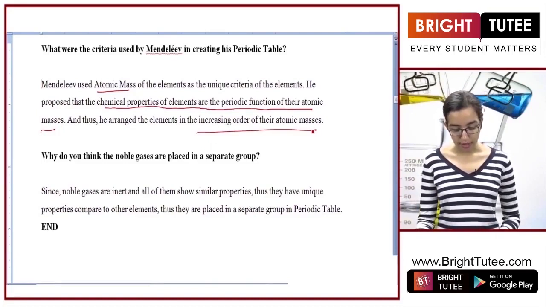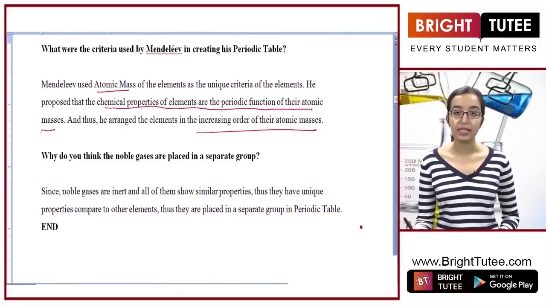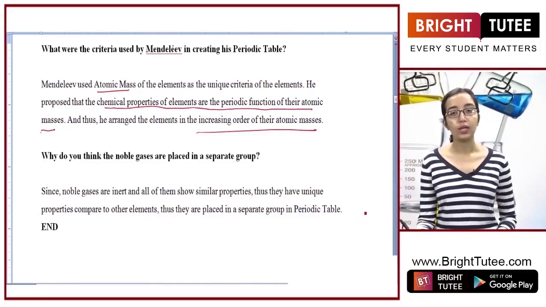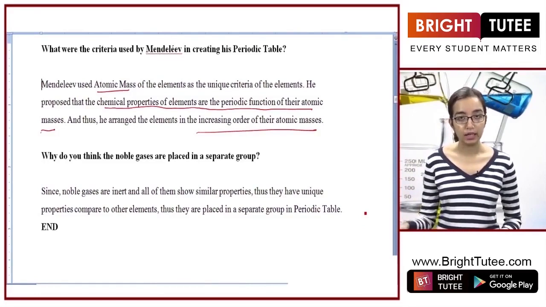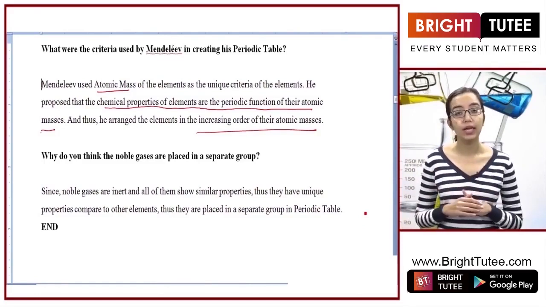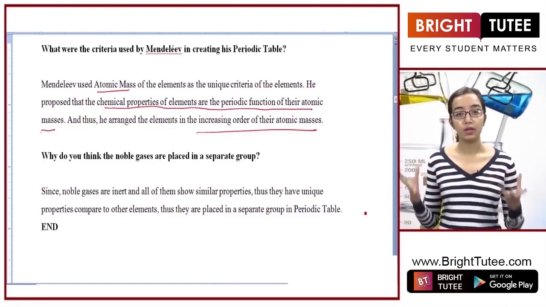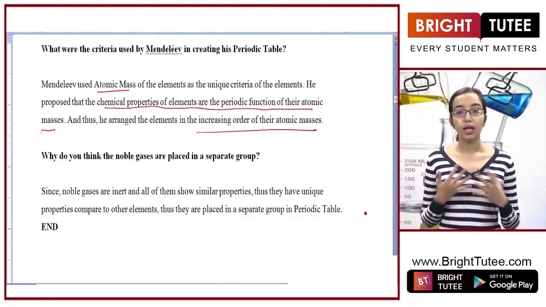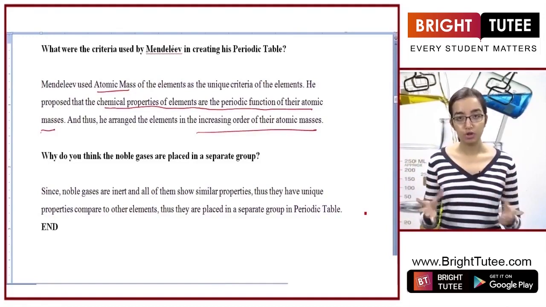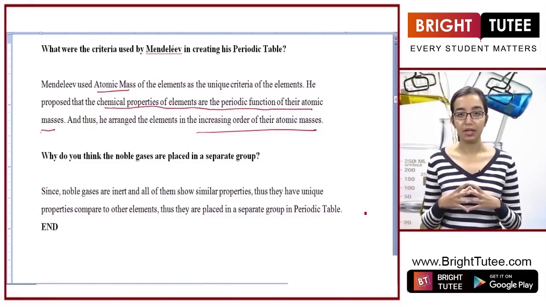The last question is, why do you think noble gases are placed in a separate group? Now, the answer is very clear: noble gases are noble because they do not react with any element. They do not react with oxygen, water, or any atmospheric compound easily. It is because they have a stable octet. Their outermost shell is always completely filled, and that is why they are inert. Inert means they will not react with anything around them.